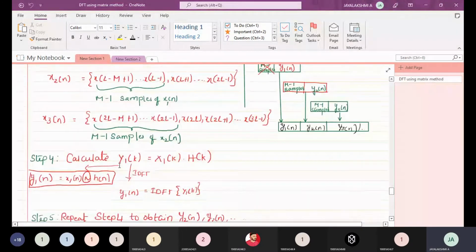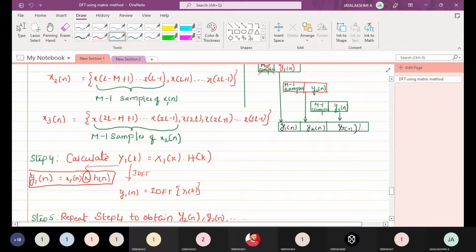Step 4 is, after finding x1 of n, x2 of n, x3 of n, and so on, we can compute y of k. Y of k is nothing but h of k times x of k. Already we know the convolution formula. What is the convolution formula? Everyone knows y of n, the circular convolution or the linear convolution, suppose when we are taking the discrete Fourier transform.